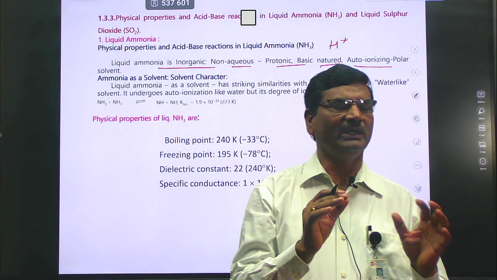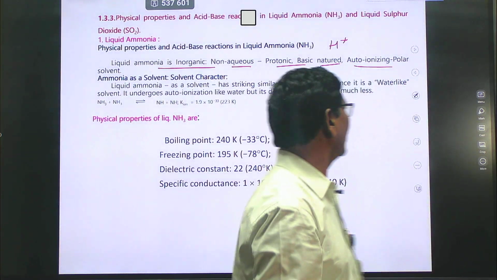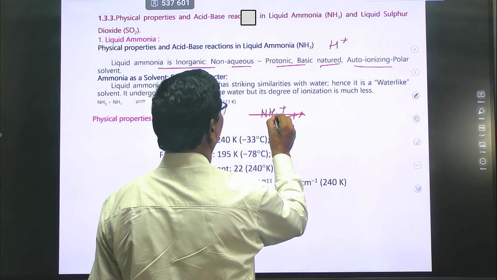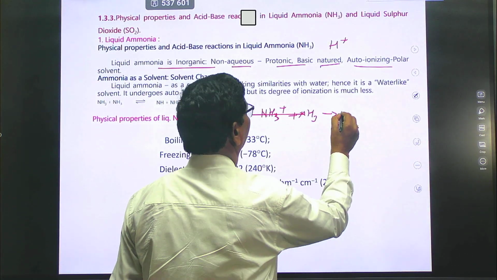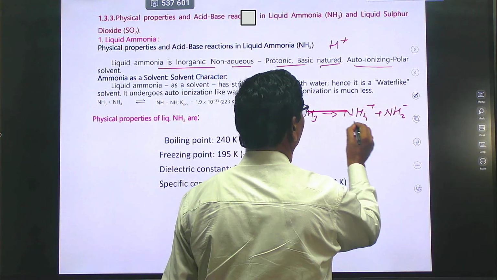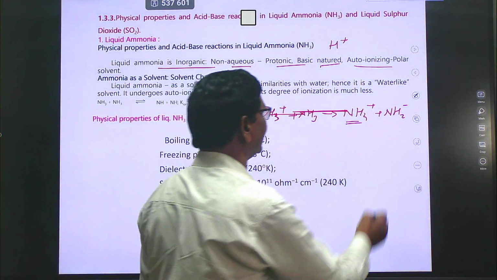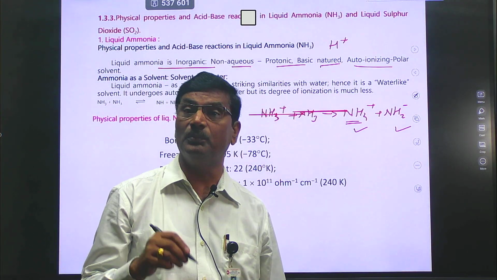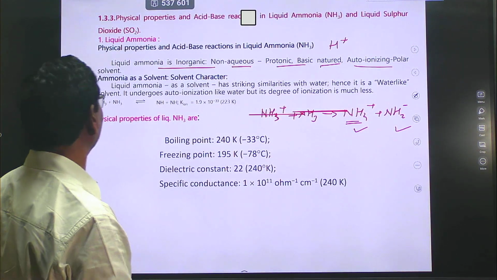What happens in autoionization? When ammonia combines with ammonia, it gives rise to an ammonium salt. For example, NH3 combined with NH3 gives NH4 plus, the ammonium ion, plus NH2 minus. Here the autoionization reaction takes place, and due to it there is a formation of one positive and one negative charge. That's why this is called a dipole, which means a dipole moment can take place in the medium.